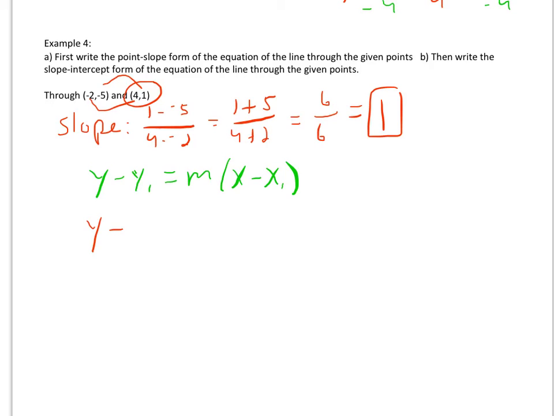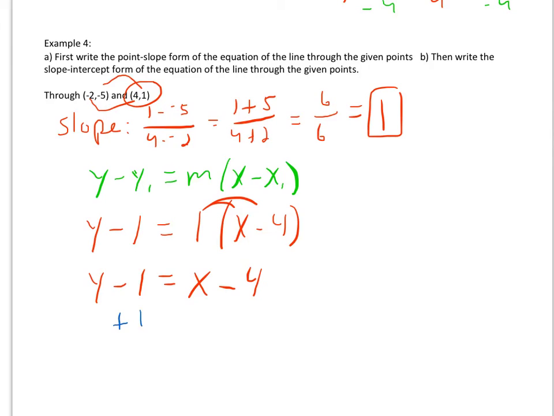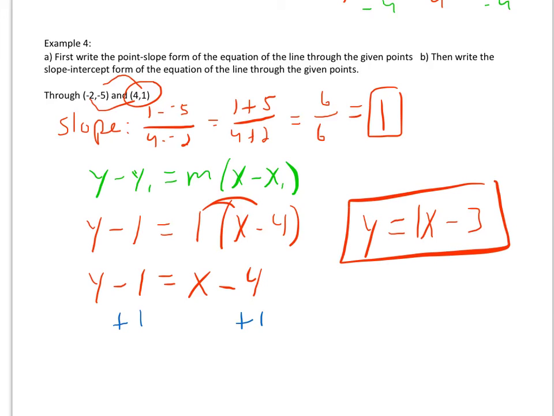So let's use 4 and 1. So I'm going to subtract my y value of that point, which is 1. My slope is 1. And I have x minus my x value of the coordinate I chose. I distribute the 1, which is a nice thing to distribute because it does not affect anything. And we will finish by adding 1 to both sides. And we get our final answer in slope-intercept form of y equals x minus 3. And you can put the 1 in front of x if you want to, but it's not necessary.